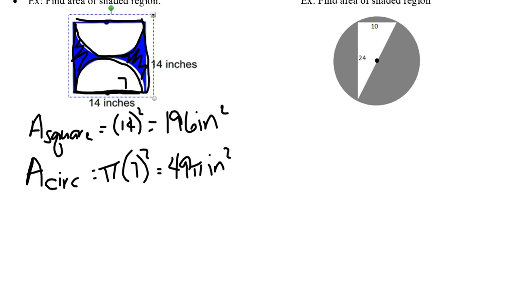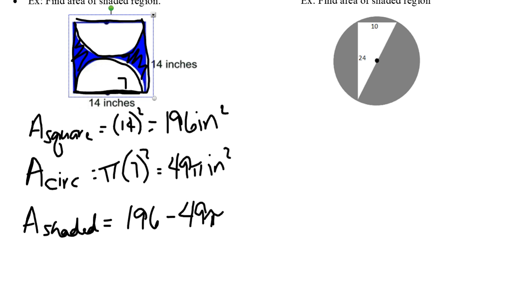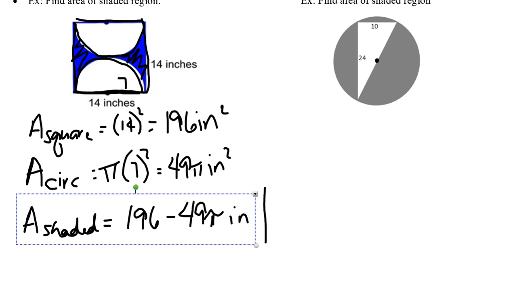Okay. So the area of the shaded region is 196 minus 49 pi square inches. And there's my shaded area.